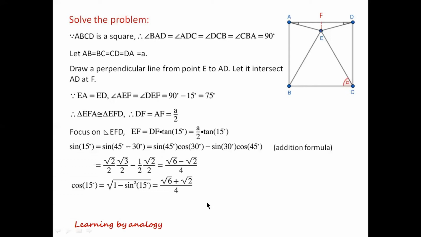To work out cosine 15 degrees, we apply the formula cosine squared x plus sine squared x equals 1, which means cosine 15 degrees equals the square root of 1 minus sine squared 15 degrees, which equals root 6 plus root 2 over 4.